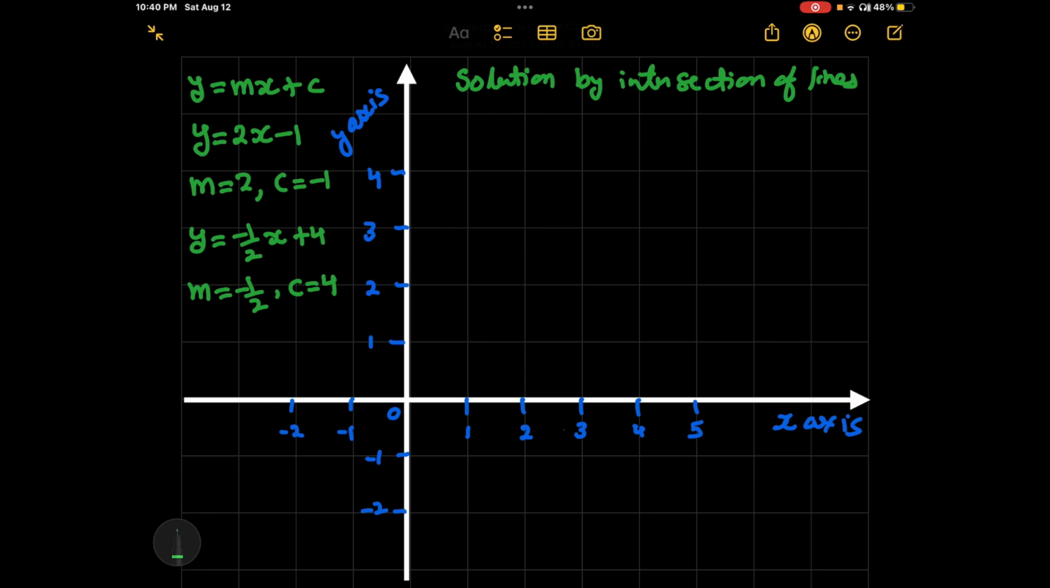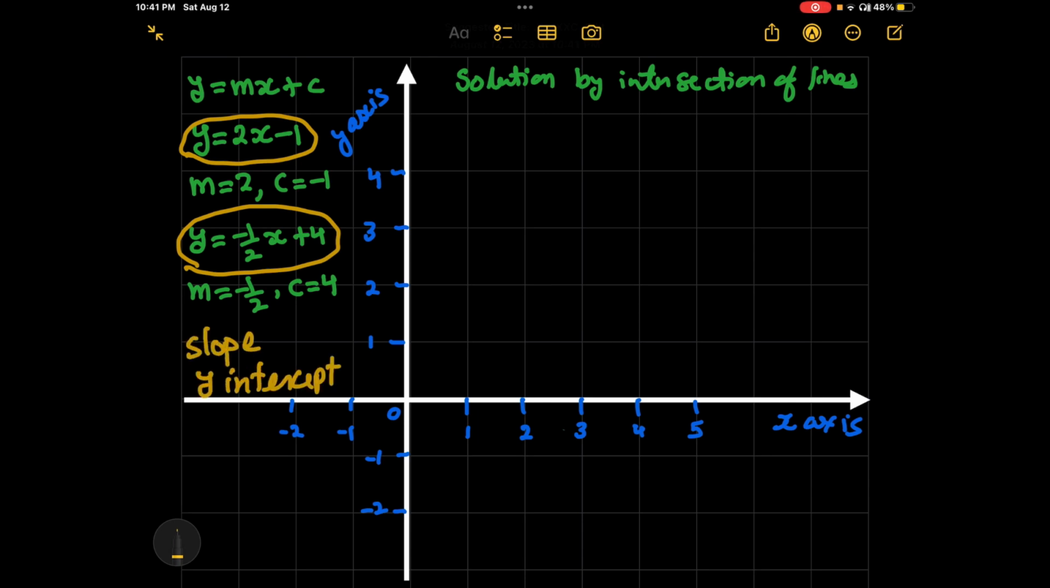The equations that we were trying to solve, when written in the y is equal to mx plus c format, look like y is equal to 2x minus 1, and y is equal to minus half x plus 4. So we have to manipulate the equations to look like y is equal to mx plus c, and then by comparison we pick out what m is and what c is. In the first case, m is equal to 2, that is the slope, and c is equal to minus 1. That is the y-intercept. The two words are slope and y-intercept.